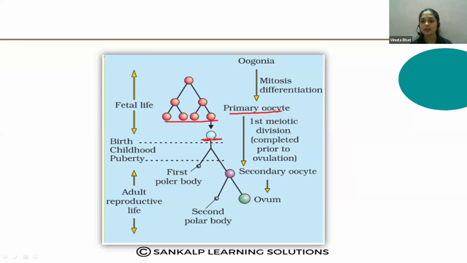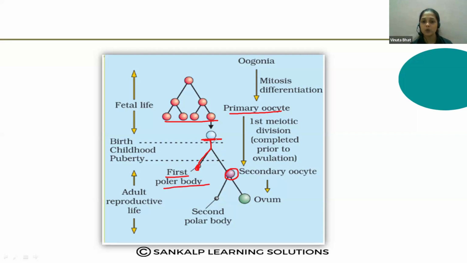After the first meiotic division, two daughter cells are produced, but here unequal distribution of the cellular contents occurs. So it produces one polar body. One cell receives the complete cytoplasm and cell constituents, so it is a secondary oocyte, but one polar body is produced. Only the nucleus and a small amount of other contents are there. That is called a polar body.